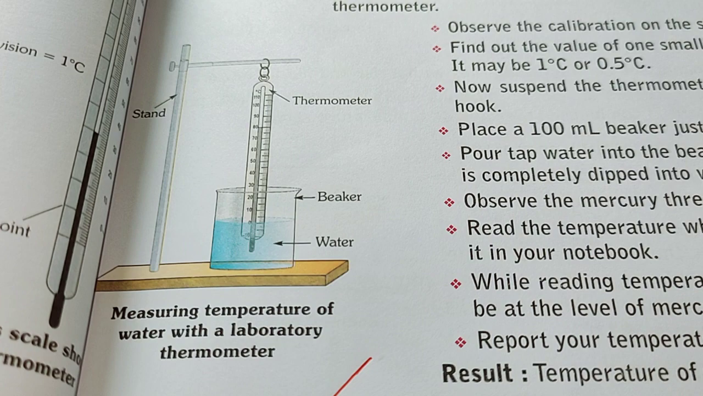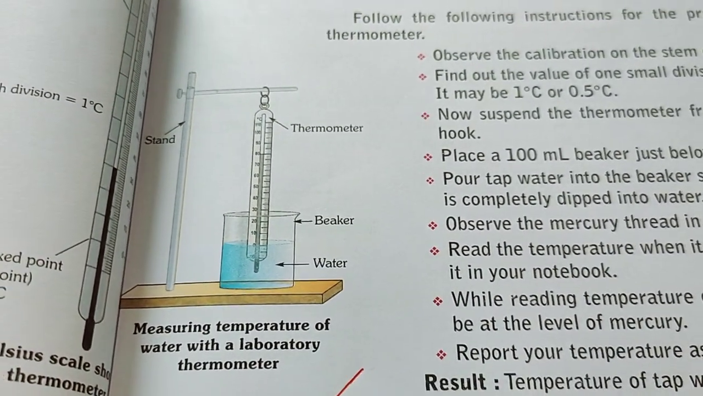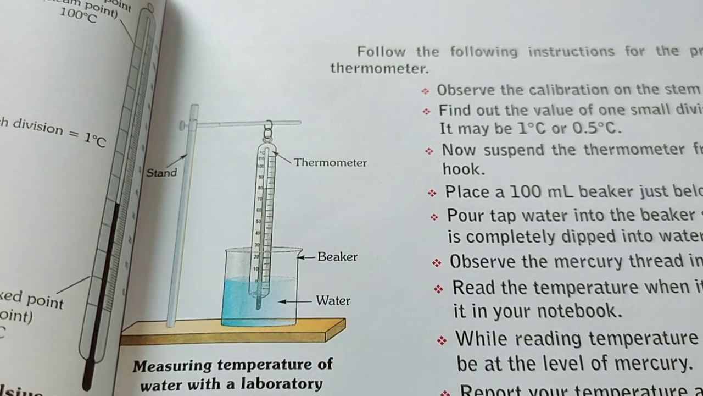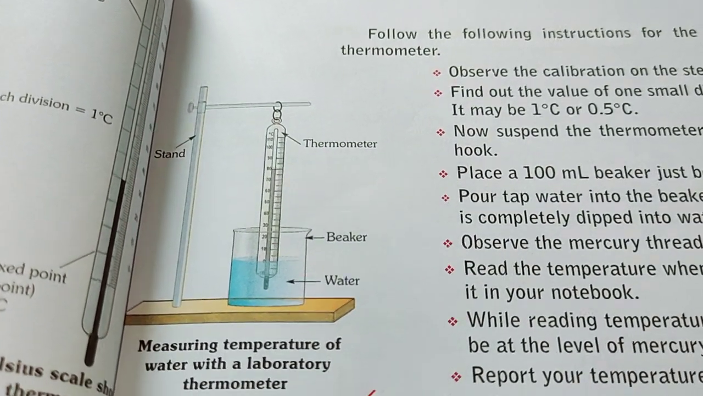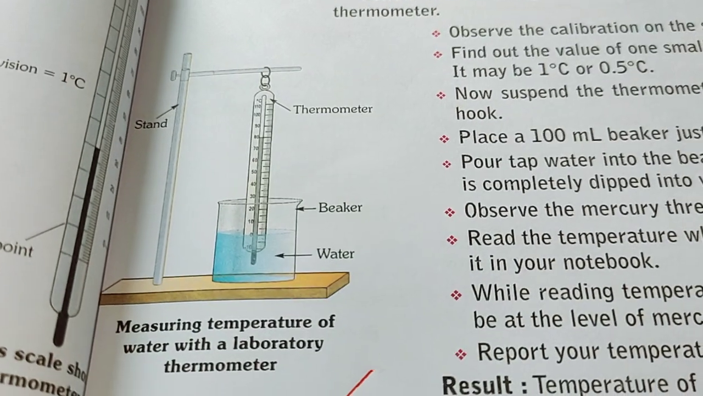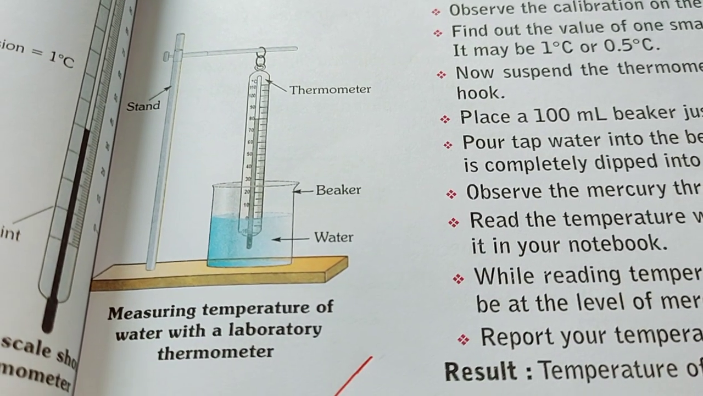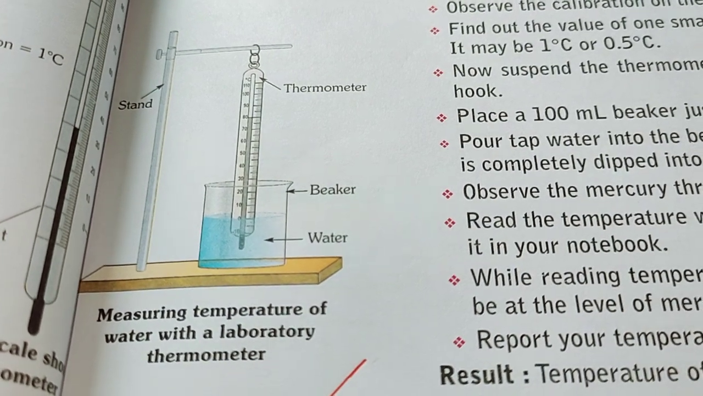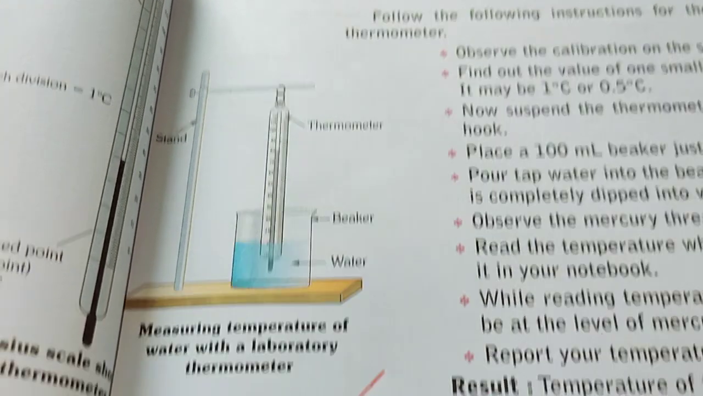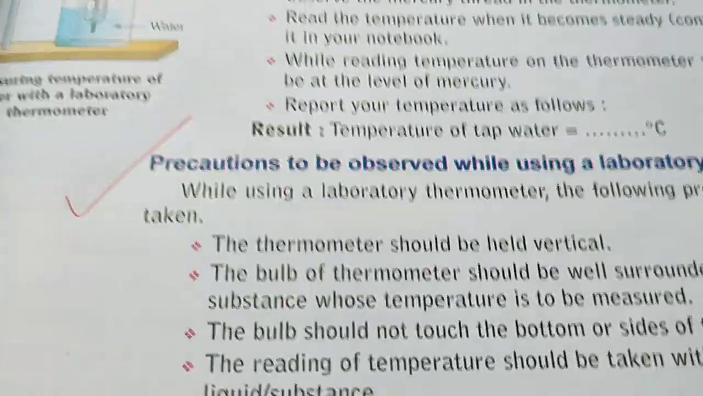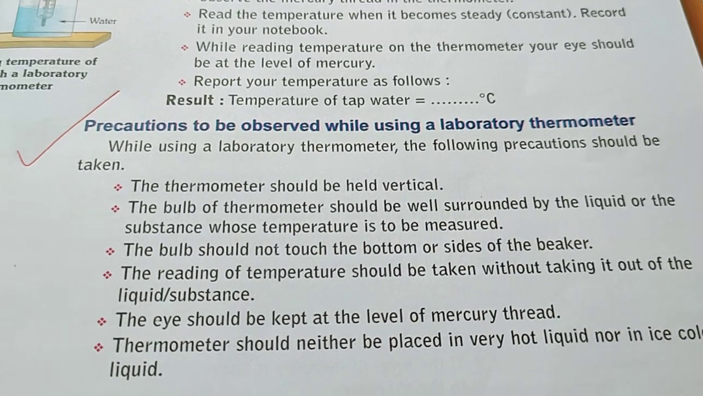Now let us see what is the use of a laboratory thermometer and what are the precautions to be maintained while we use it. We can use a laboratory thermometer to measure the temperature of any liquid, say water, while working in the laboratory. While using a laboratory thermometer, the following precautions should be taken.